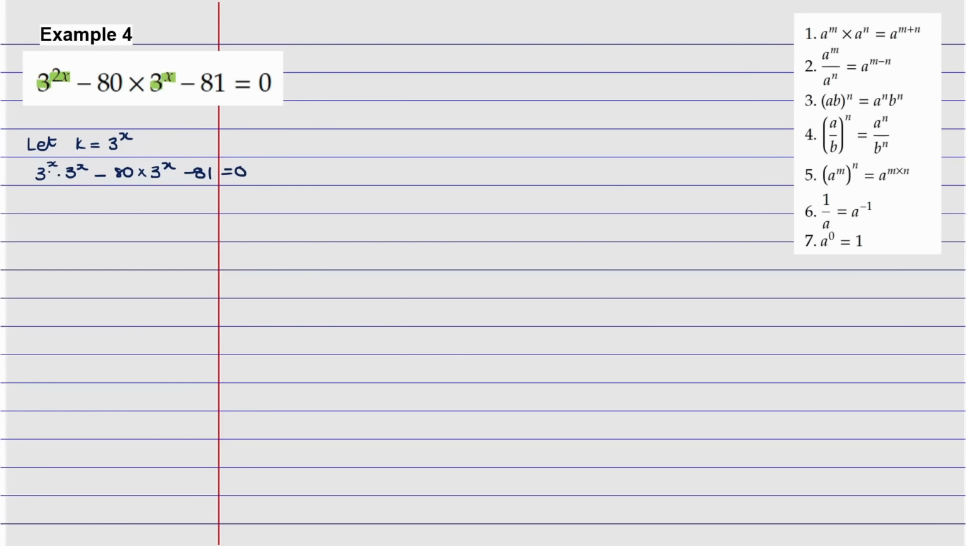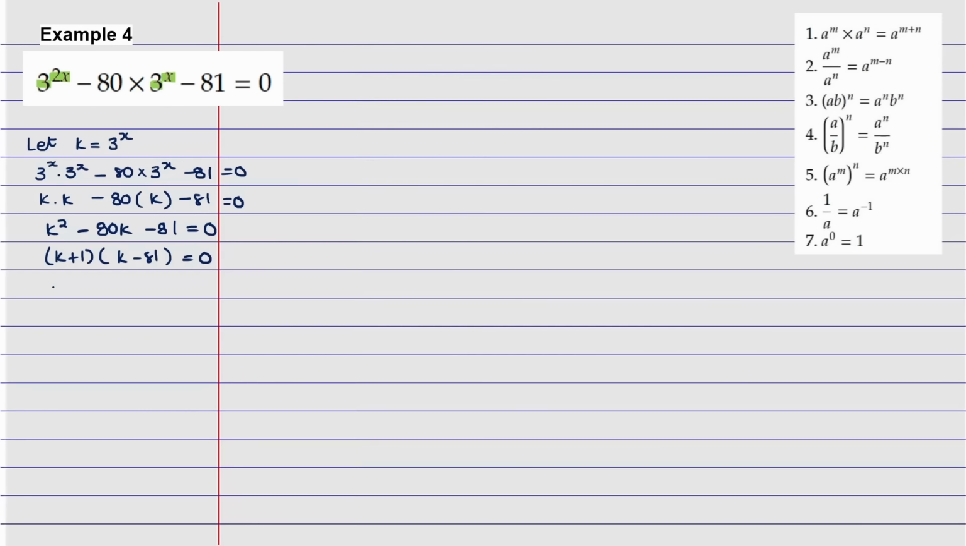It's equal to 0. So this is the same as k multiplied by k, minus 80, then k, then minus 81 is equal to 0. So that's the same as k squared minus 80k minus 81 is equal to 0. Do you see that now it's like a quadratic? So I can basically factorize this. It's going to be k plus 1, then k minus 81 is equal to 0.